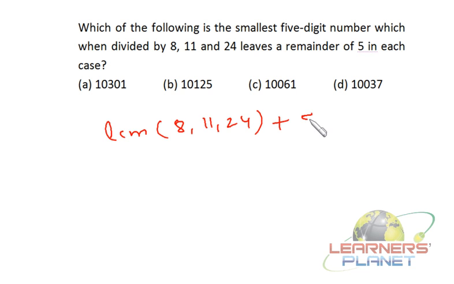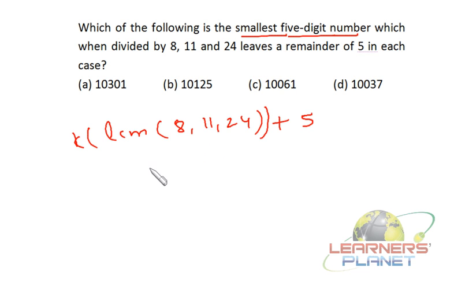Then we are going to add 5 to that LCM. So whenever this complete number is divided by 8, 11 and 24, it will definitely leave a remainder of 5. But here we have been asked about the smallest 5-digit number. That means that number will be k times this LCM. Then we are going to add 5 to that. So whenever we divide that number by 8, 11 and 24, it will leave the remainder of 5.